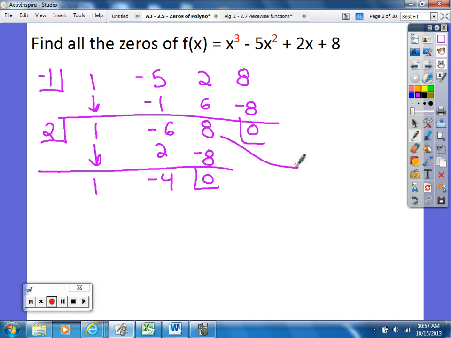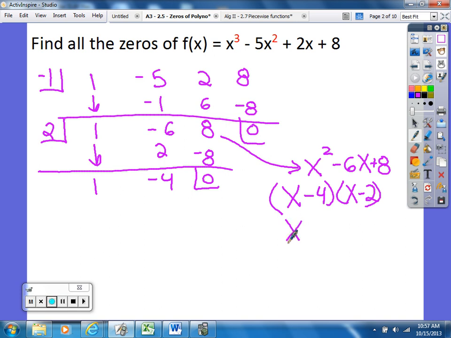Now, the other way that Whitney said was I could factor this: x squared minus 6x plus 8. And that would factor into (x minus 4)(x minus 2), and then set those equal to 0. So I get x equals 4, x equals 2.